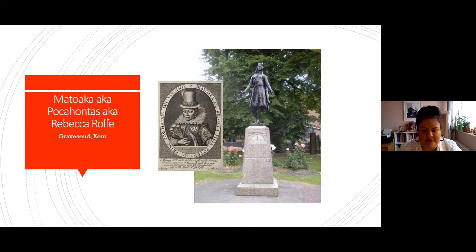But Pocahontas, or Mataoaka, never returned home. Colonialism killed Pocahontas, and she was buried in Gravesend, Kent, when she was 21 years old. When her tribe asked for her remains to be repatriated, the church said they didn't know where she was buried.